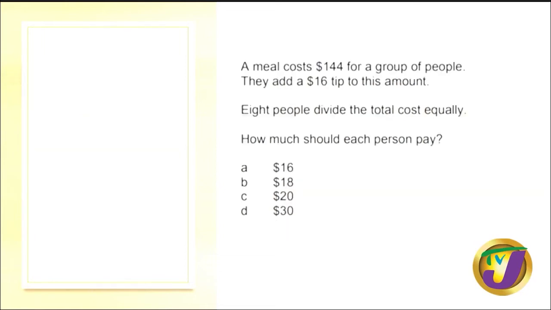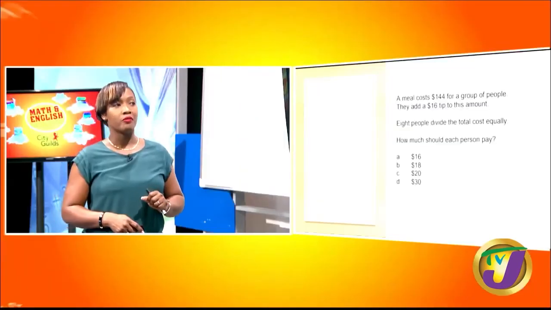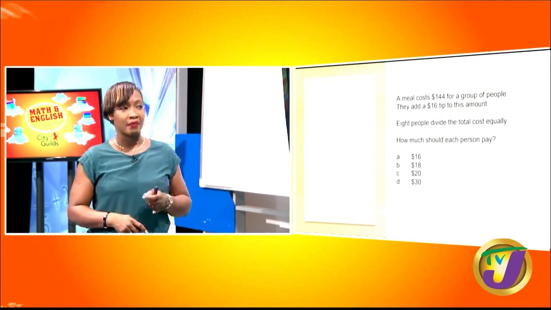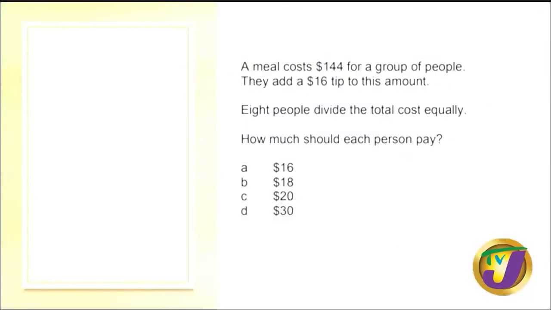A meal cost $144 for a group of people. They add a $16 tip to this amount. 8 people divide the cost equally. So let's discuss a little.